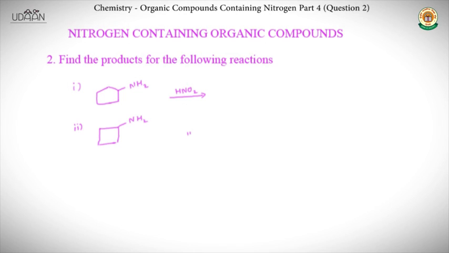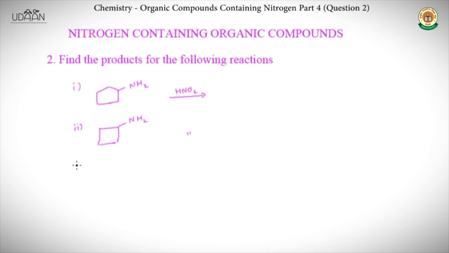Now let us move to the second question, where we are asked to find out the products of the following reactions. In the first one, you are given a primary amine with a 5-membered ring, and in the second one, you are given a primary amine with a 4-membered ring, and you are asked to find out the corresponding products when these compounds are treated with HNO2.